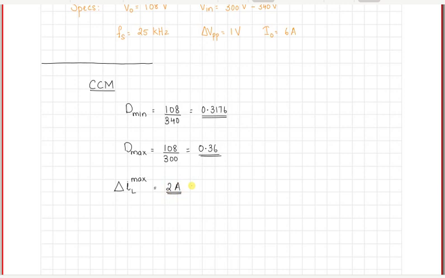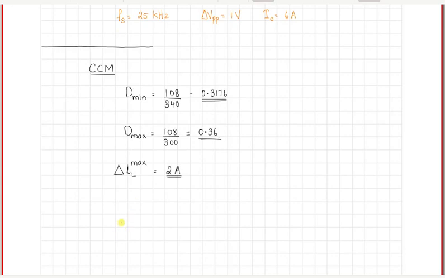You could even choose a different value, you could even choose 1 ampere, that's a design choice. But since you have assumed CCM operation, you should make sure that the current ripple is not so high as to make the converter go into DCM, right? So this is something you have to take care of while choosing the delta IL max. Anyhow, after having chosen delta IL, we have already seen the expression for it.